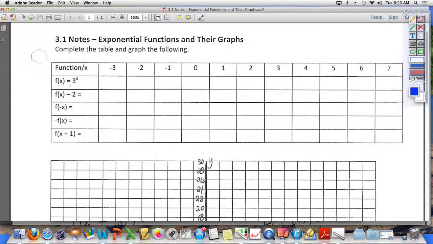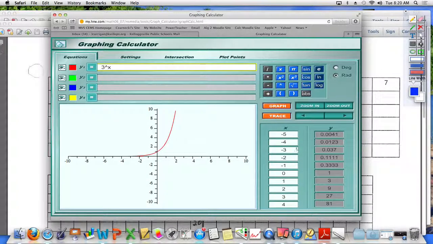So when the x value is a negative 3, the y value is 0.037. When the x value is a negative 2, you get 0.111. When it's negative 1, you get 0.333. When the x value is 0, you get 1. When the x value is 1, you get 3, etc.